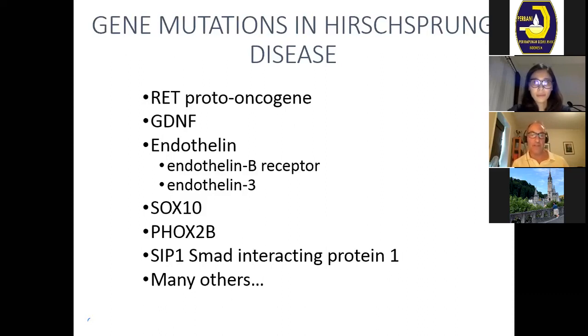And that tells us that there are a lot of other factors that determine whether a child has Hirschsprung's or not, and what the severity is, not just the gene mutation. There are many other factors, and there's a lot of research now being done to try and identify what those other factors are.